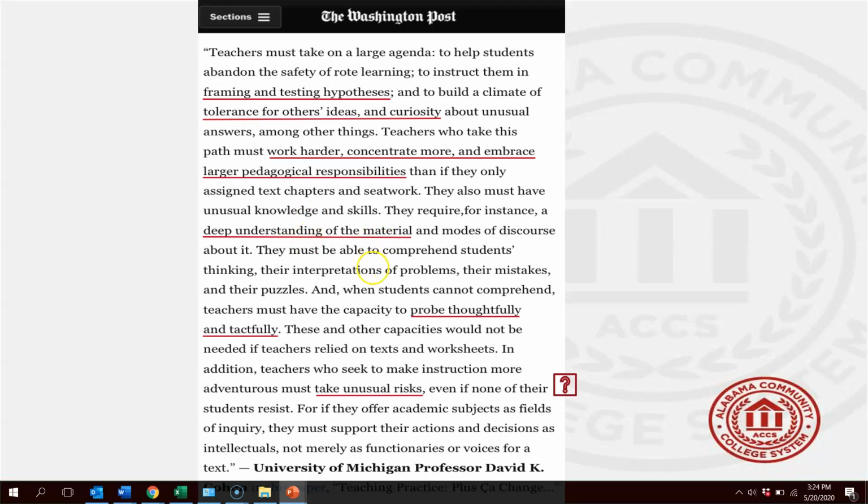And what I want you to do is drop down to where the question mark is. It says, must take unusual risks even if none of their students resist. Now, I had to stop and think about that a minute. What was it trying to say? And then it was clear. When you start taking risks, when you start trying things new, there'll be somebody that's going to resist. There'll be somebody that doesn't want to do it.